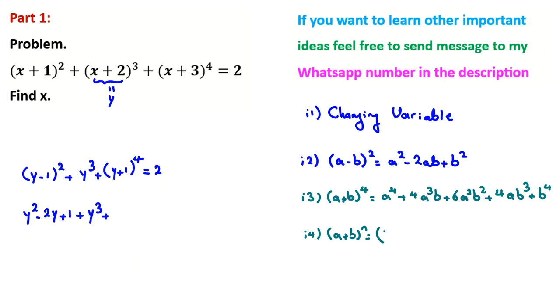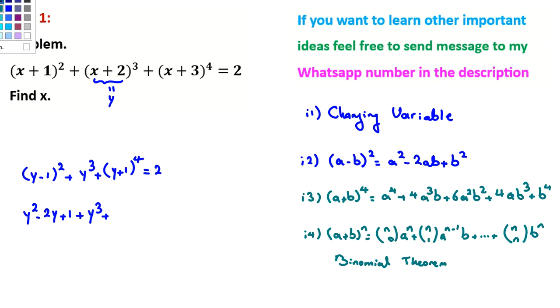And in general, it is n choose 0 a to the n plus n choose 1 a to the n minus 1 b, up to n choose n b to the n. Okay, we call it binomial theorem or expansion. Now, y plus 1 to the 4 is y to the 4 plus 4y cubed plus 6y squared plus 4y plus 1 equals 2.